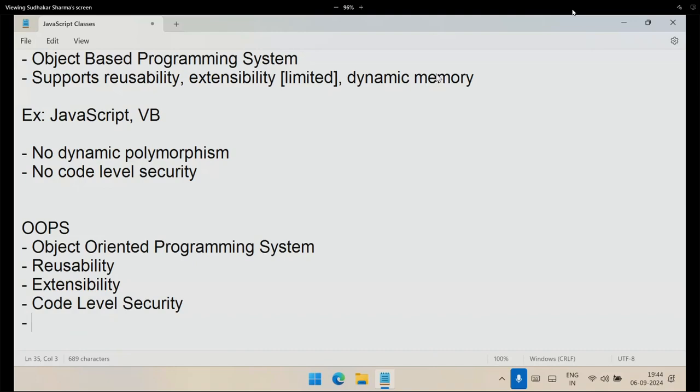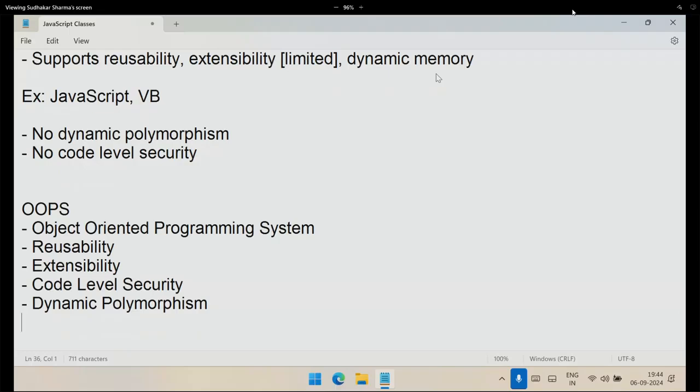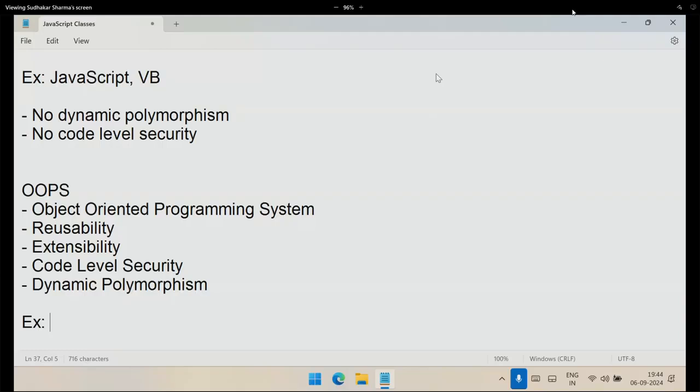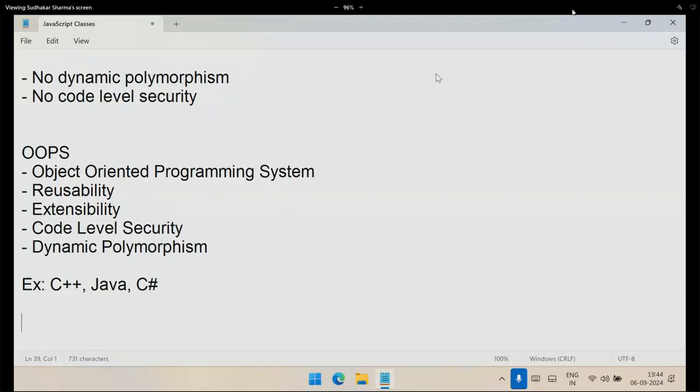So it supports dynamic polymorphism. These are all the key features. It supports all these things. And for example, C++, Java, C# are popular OOP languages in the world.